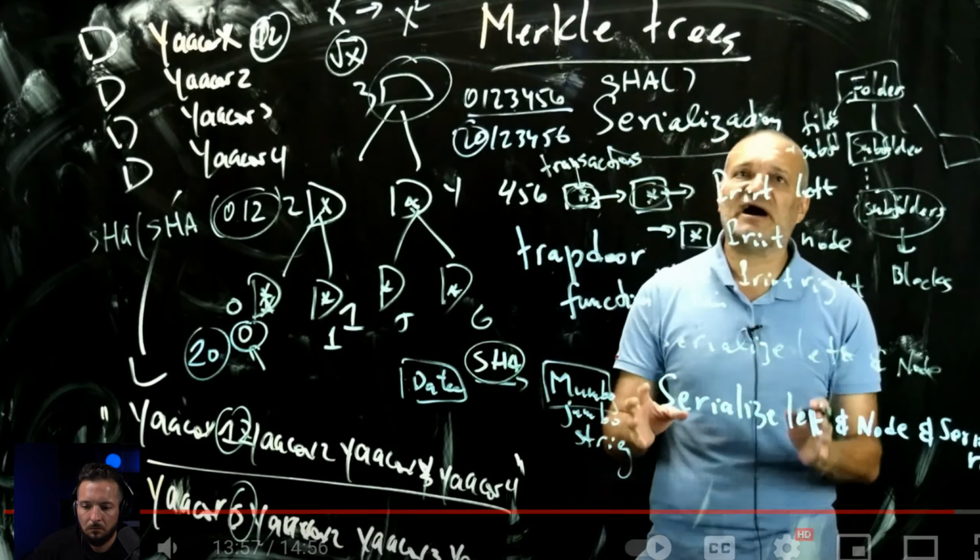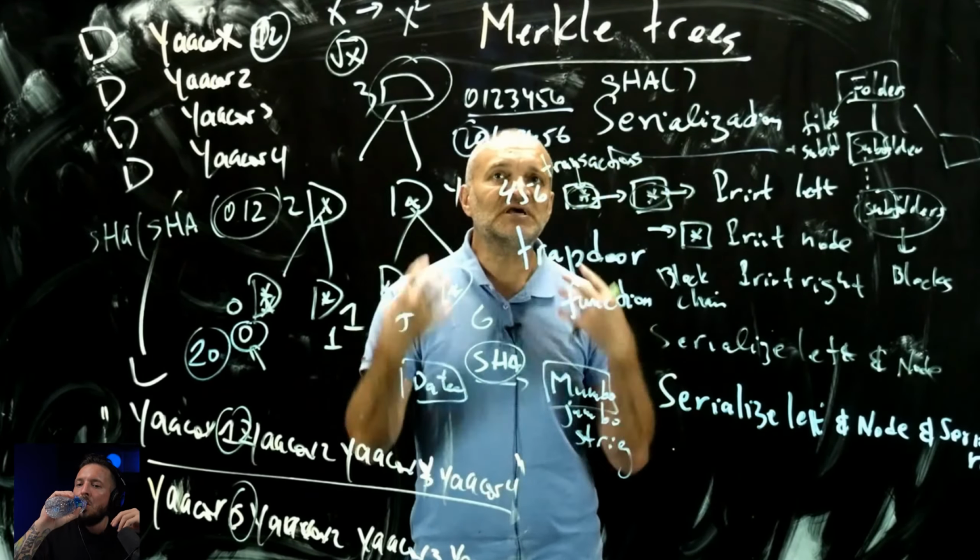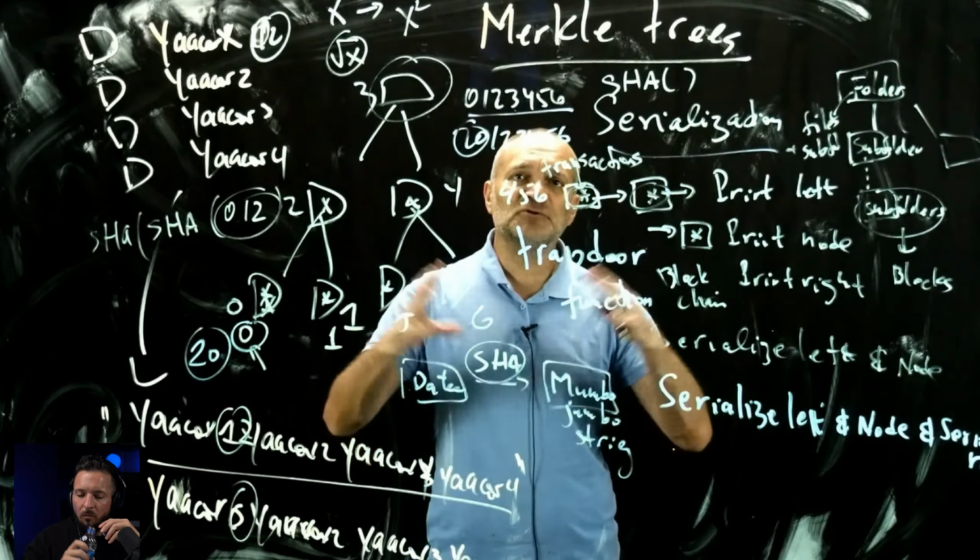He didn't use anything that wasn't known before. The brilliance of this guy was that he realized how to put all these things together in order to create a decentralized system that is actually secure. And we're going to talk about this next lecture.